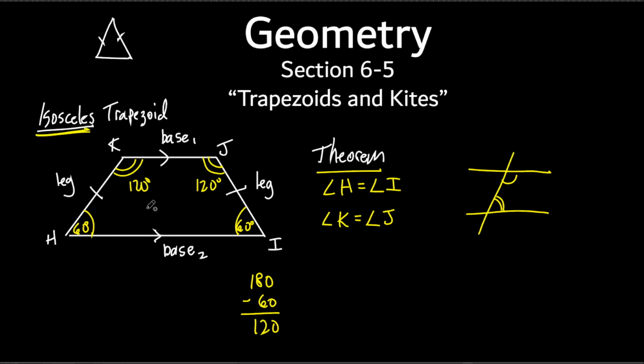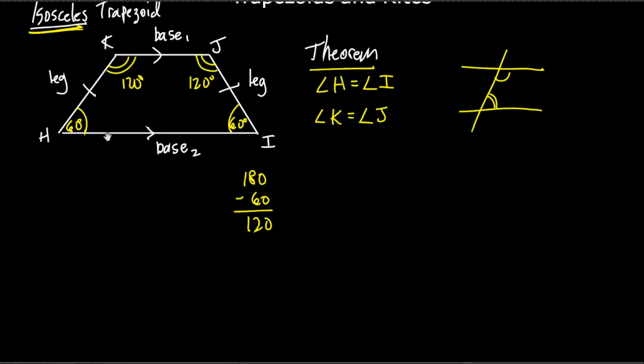Isosceles. It's got to be isosceles. It does not hold true for any trapezoid ever. All right? It only holds true if it's an isosceles trapezoid. So for instance, let's just draw one just to show you. It's not really a proof or anything, but it's just to kind of give you an idea.